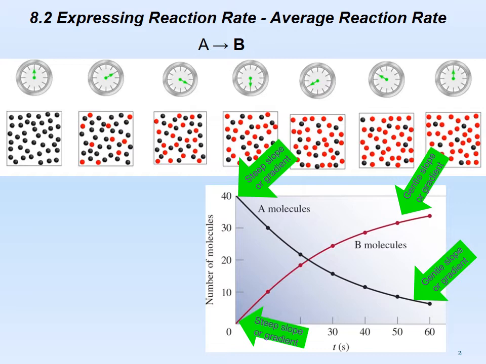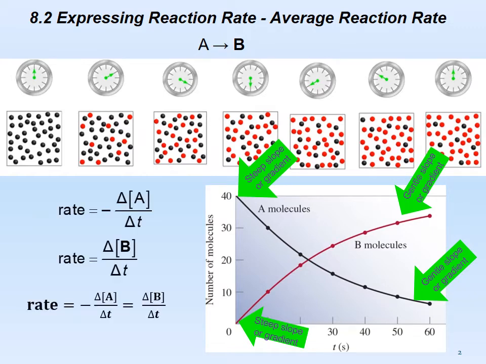Both graphs have a similar shape. We can transform one graph into the other by flipping it over. Both rate equations are equal.